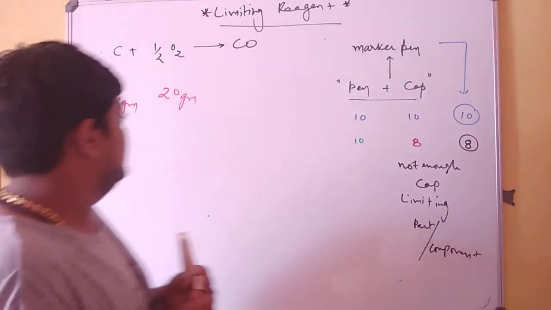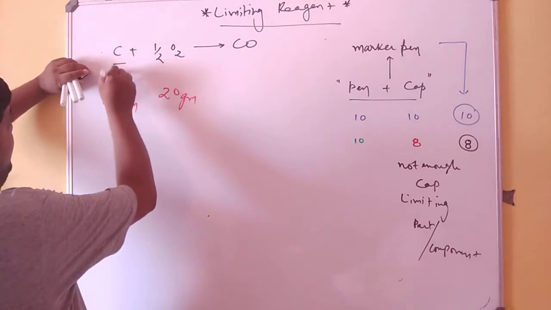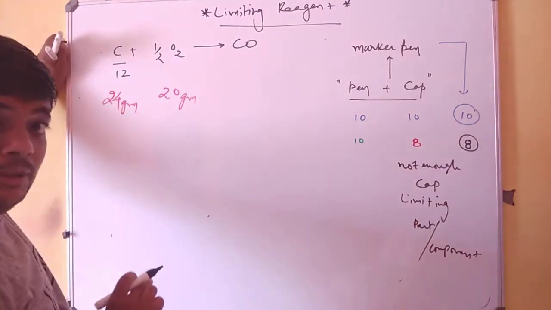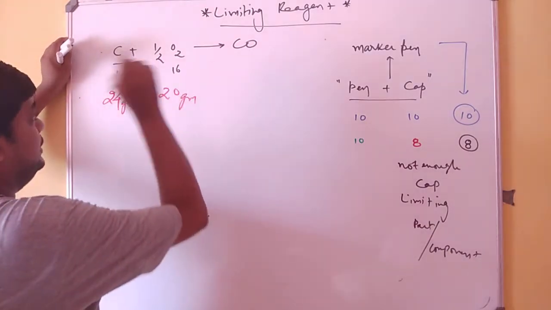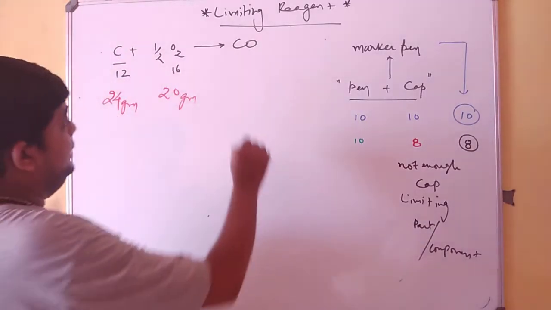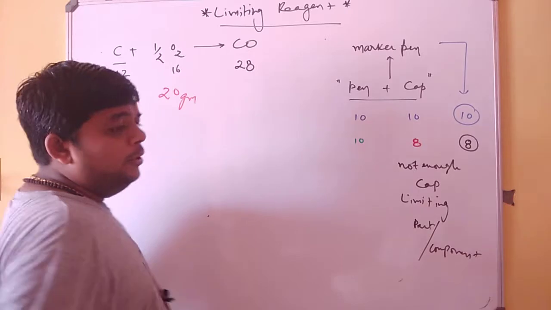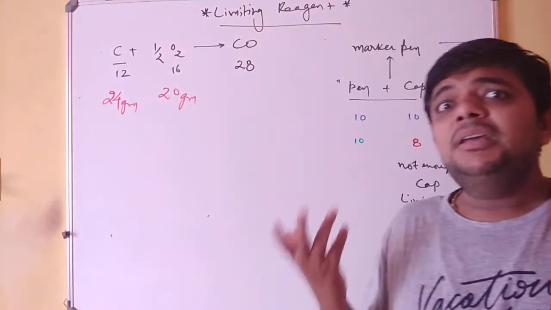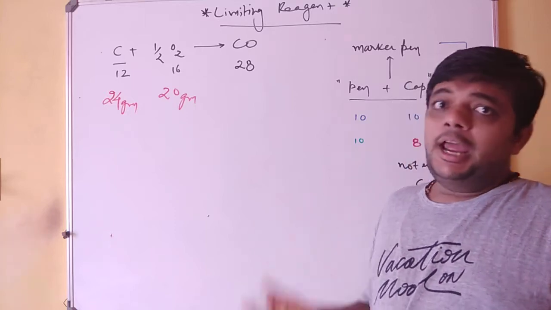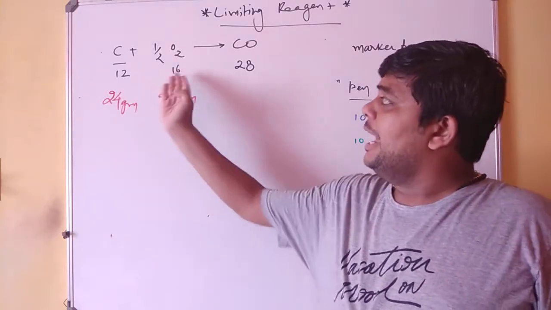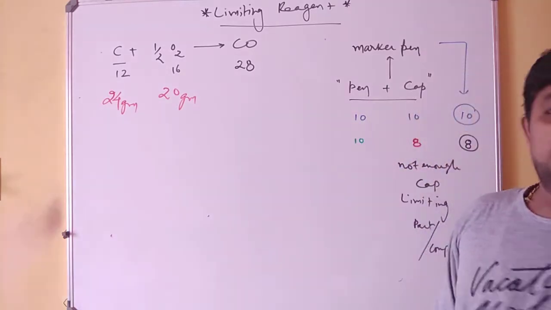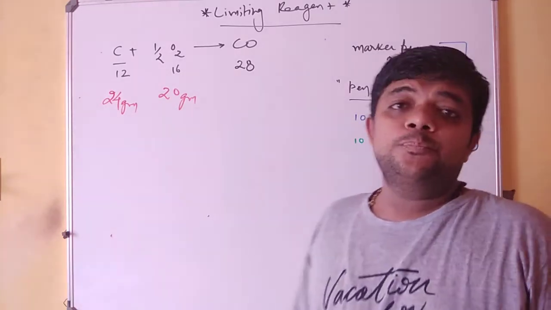See what happens in such a case. Carbon, it is 12 gram. Oxygen, it is 32 gram, but it is 1/2, so it is 16 gram. And the total comes to 28 gram. Always while solving limiting reagent numericals, be very clear that the addition of the weight of the reactants must be equal to the addition of the weight of the products, and it is so.